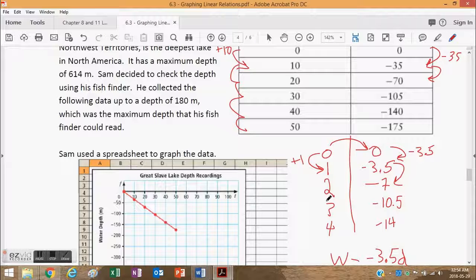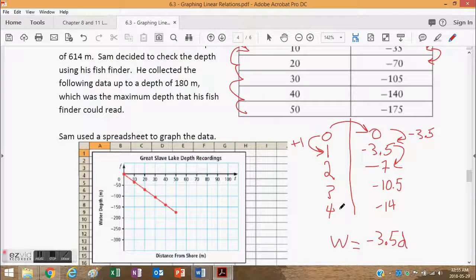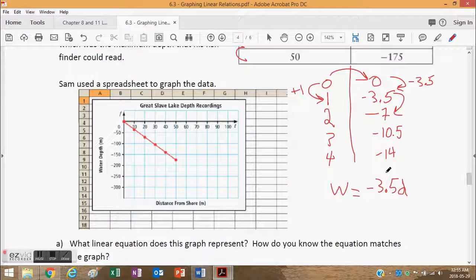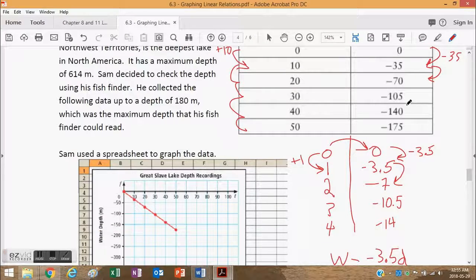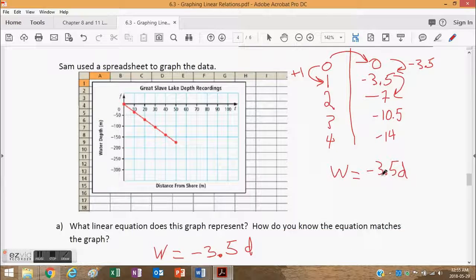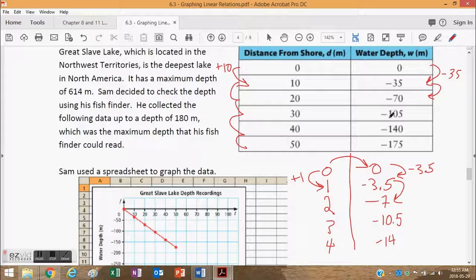Think back to, I don't know, this is grade 6 math, and input-output machines, I think they often called them. Let's try it for 2 just to make sure. Distance from shore is 2, so negative 3.5 times 2 is negative 7. Hey, it works. So our equation is W equals negative 3.5 D. Now we've checked it for a few little values. We can also check it for one of the bigger values: 30 and negative 105. What is negative 3.5 times 30? We're going to find that it is negative 105.